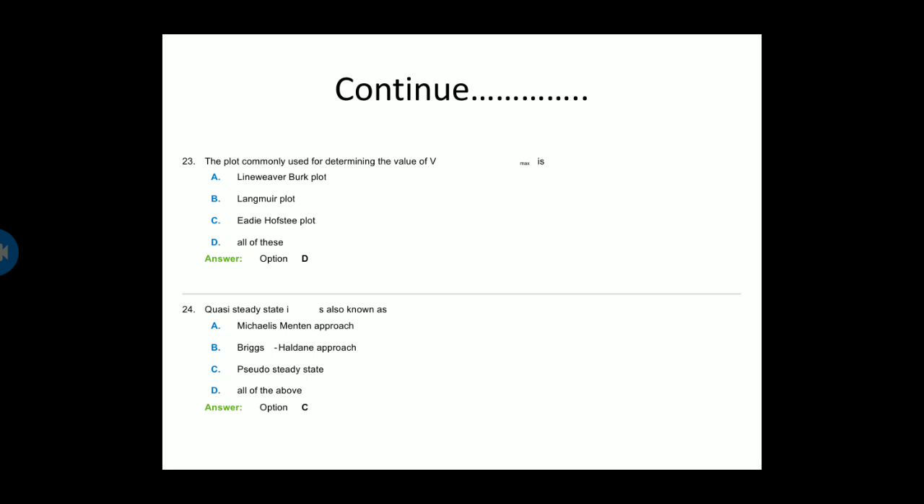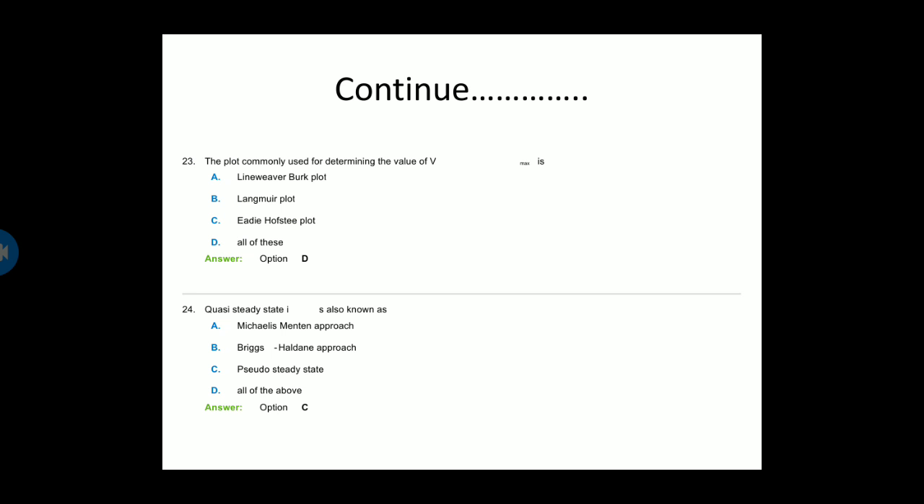Next question: the plot commonly used for determining the value of Vmax is: Lineweaver-Burk plot, Langmuir plot, Eadie-Hofstee plot, all of these. So answer number D is the correct answer. It means Lineweaver-Burk plot, Langmuir plot, Eadie-Hofstee plot, all of these are correct answers for the Vmax.